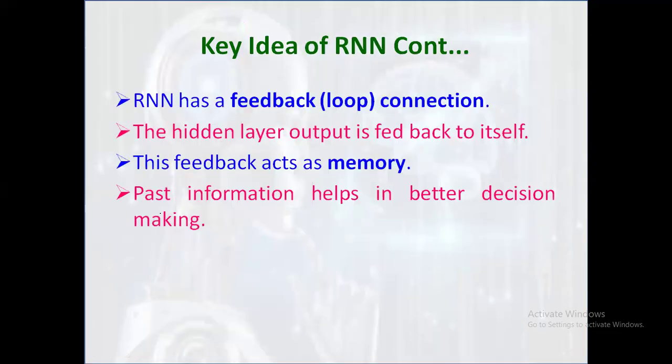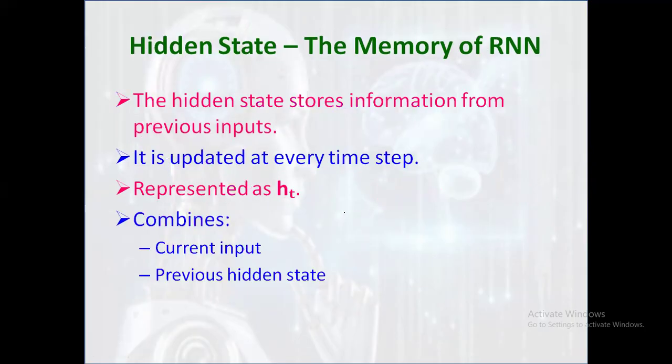Next, the key idea is that a loop has been given. The past information is used to help in better decision making. Next, the hidden state. We call it the memory of the RNN. The hidden state stores previous input information. It acts as the network's memory, and it is updated at every time step. As new input arrives, the hidden state changes, and it is represented as h_t.